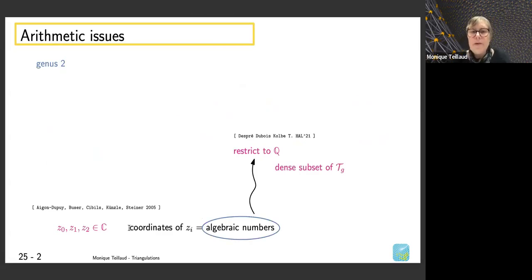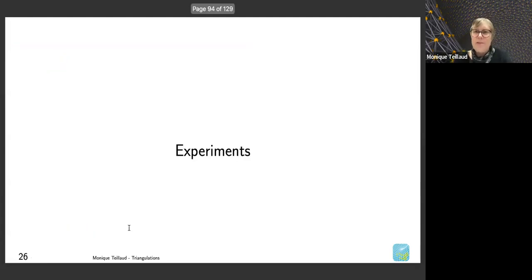What we could prove is that, in fact, if you restrict those 3 points to rational coordinates, you get a dense subset of all possible surfaces. So every surface of genus 2 is close to a surface given by rational parameters. And then we are happy because we can compute with rational numbers. And unfortunately, in higher genus, there is no known representation on which you can really compute. So far, we are stuck with genus 2, which is a bit frustrating, but at least we can do things.